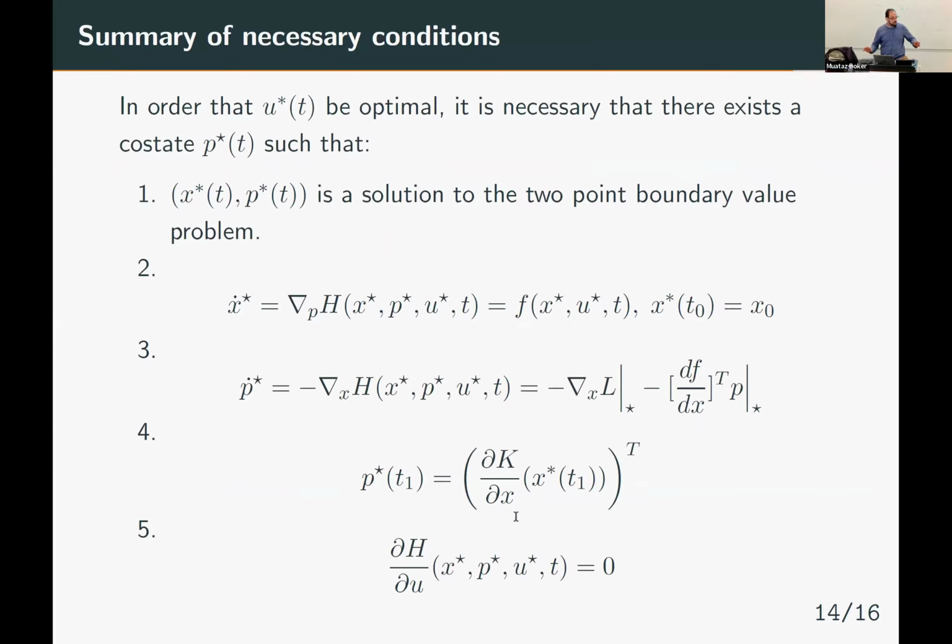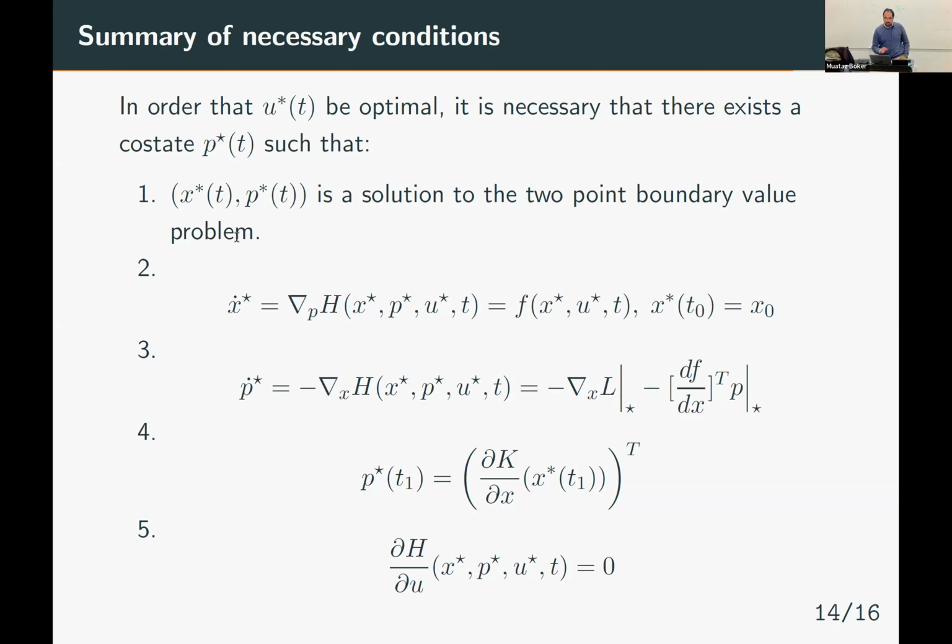Now we have arrived at the solution of the problem, and let me summarize. Let me show you what that means, or a summary of the necessary conditions. In order for U star to be optimal, it's necessary that there exists a co-state P star such that X star, P star is a solution to the 2-point boundary value problem.